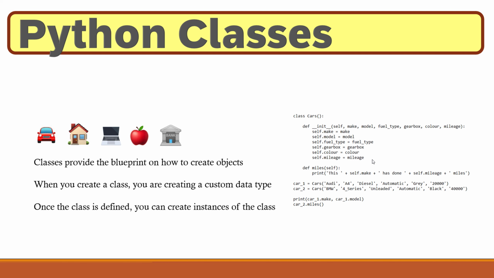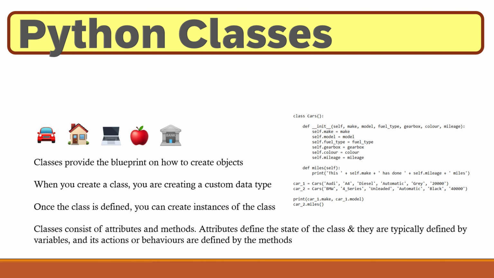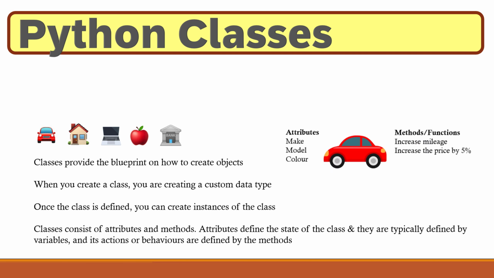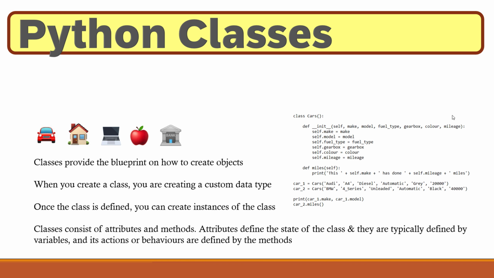So a class is made up of attributes and methods. The attribute, or you can see this as the state of the class, is defined using variables, and its actions or behaviors, or what the class does, is defined using methods. So the class is made up using attributes and methods. Attributes is the state of the class, and the methods is what the class does. And we can see the class cars. Here is the attributes. So this is the variables, the state of the class. We can see make, model, fuel type, gearbox, colour and mileage.